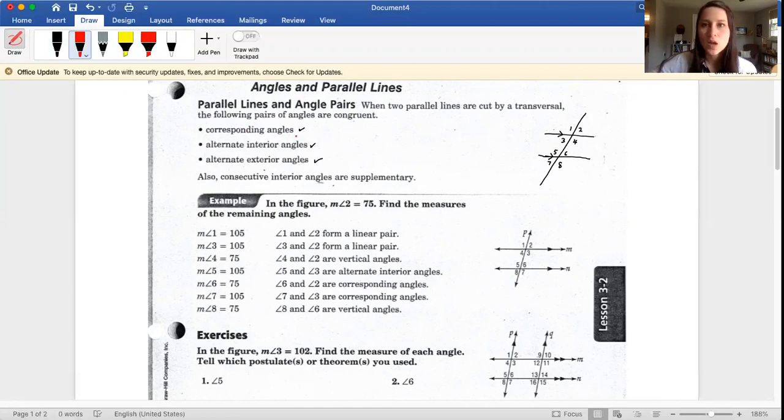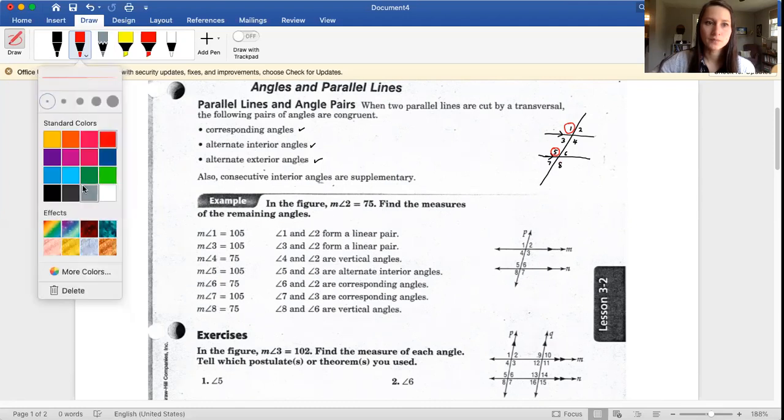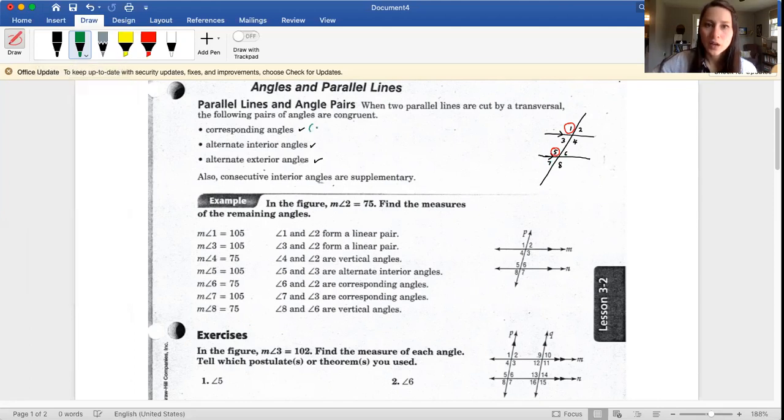Corresponding angles basically means they're in the same position. If we look at this picture here, angle 1 and angle 5 are corresponding. They would be exactly the same degrees. And all others that are in the same position, 2 and 6 would be equal, 4 and 8 would be equal, and 3 and 7 would be equal. They would also be congruent, right? So all corresponding angles formed by parallel lines cut by a transversal are congruent.